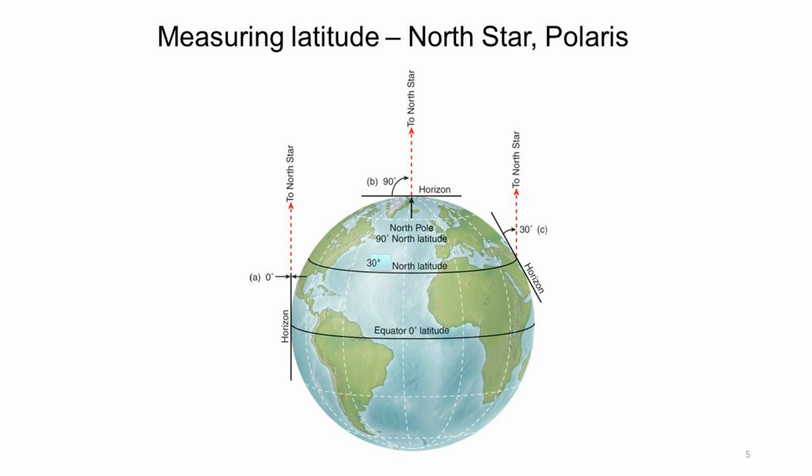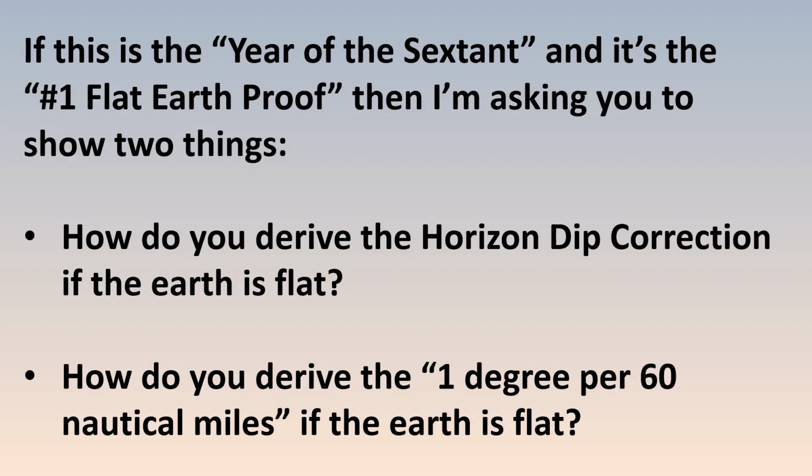So, with that in mind, I have a challenge. If this is the year of the sextant and it's the #1 flat Earth proof, then all I'm asking you to do is show two things. Number one, how do you derive the horizon dip correction if the Earth is flat? And number two, how do you derive the 1 degree per 60 nautical miles if the Earth is flat? I guess I will not be holding my breath for genuine responses from the flurf community.